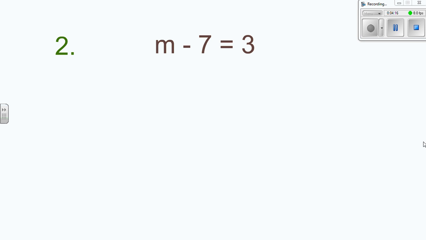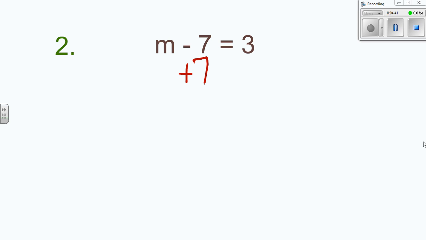All right, let's take a look at example number 2. We have m minus 7 equals 3. The first thing you need to be asking yourself is, what is my variable? In this case, our variable is m. Second question you need to ask yourself, what is attached to the variable? And in this case, it's a minus 7. So in order to get rid of that minus 7, we're going to apply our inverse operations. The opposite of subtracting 7 would be to add 7.